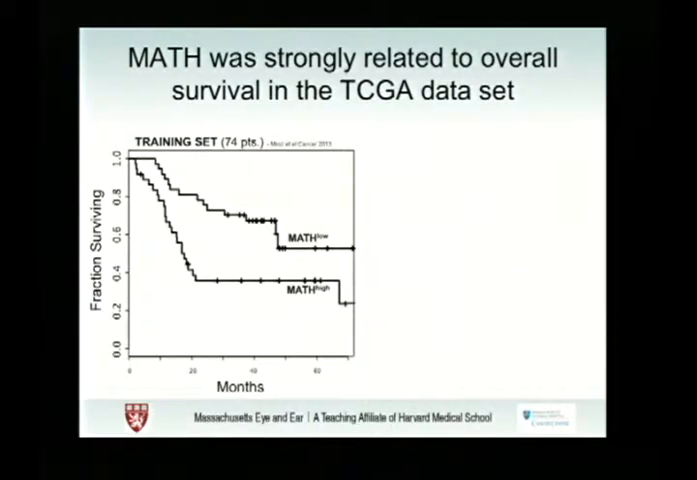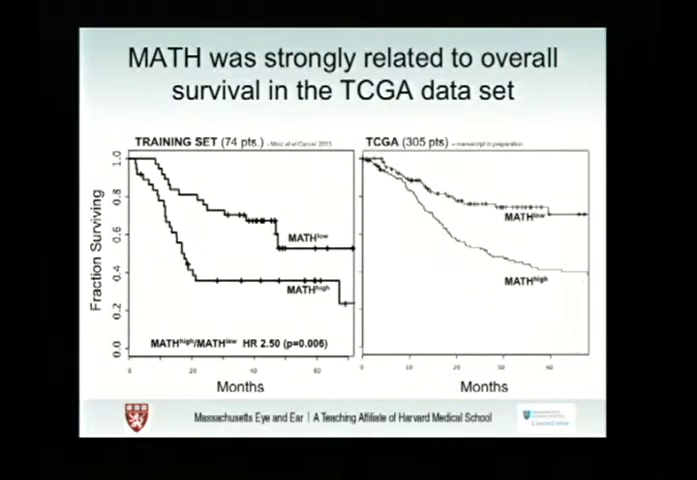So basically in our training set, which was the Stransky paper, 74 patients, MATH had a hazard ratio of 2.5. But if we look at the TCGA, we now have a similar hazard ratio, but a lot more patients. So a 10% increase in MATH corresponds to an 8.8% increased risk of death. And these were all the different sites, all lumped together, all different treatments.